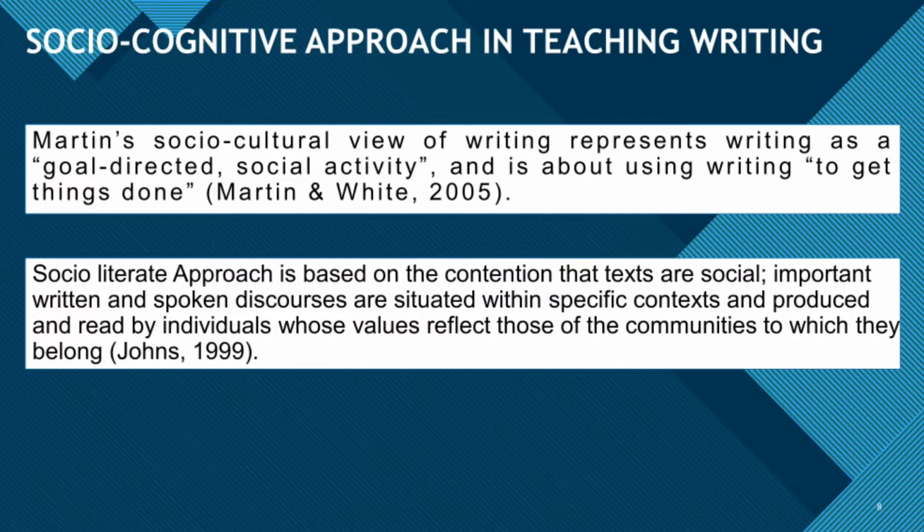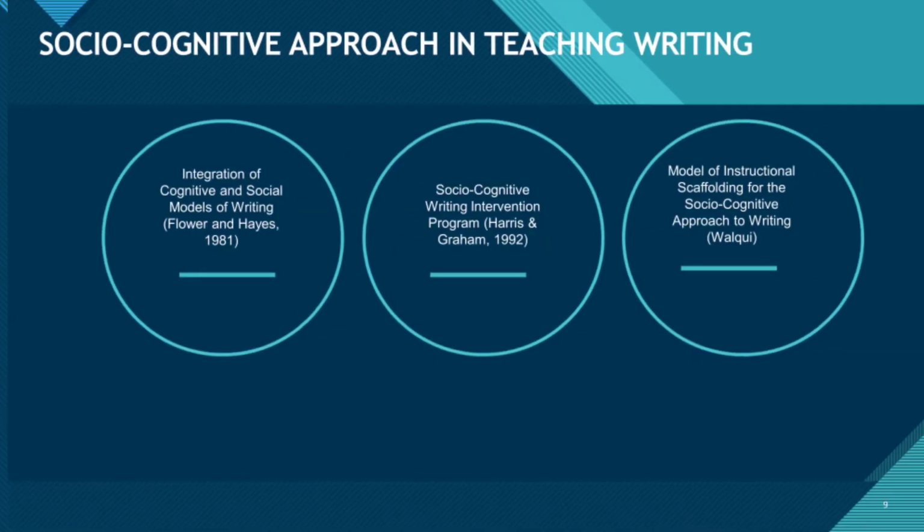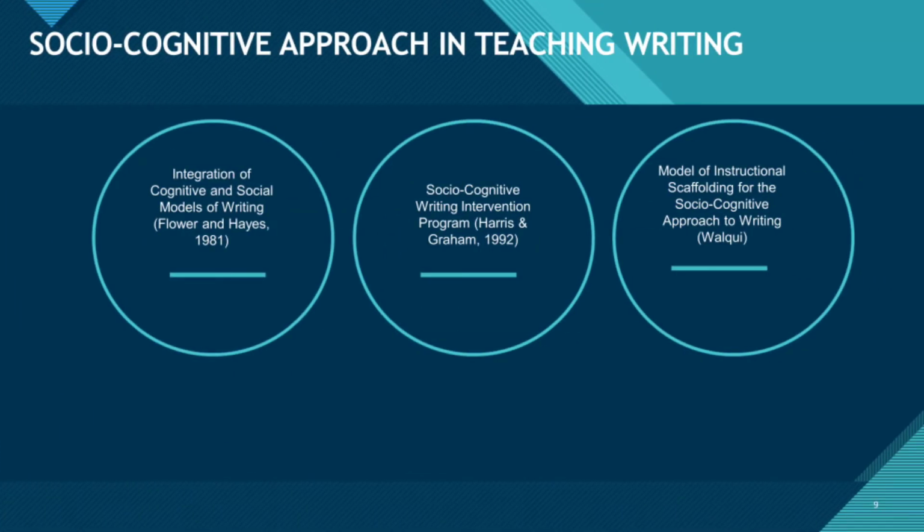Given all the definitions, we can say that goal setting and decision-making activities cannot be divorced from the social context in which a text is written and in which it will be read. The goal a writer sets must be shaped by and has to respond to the writer's and reader's social, cultural context. Now let's move to the different models or intervention programs in teaching writing, taking into account the socio-cognitive approach.